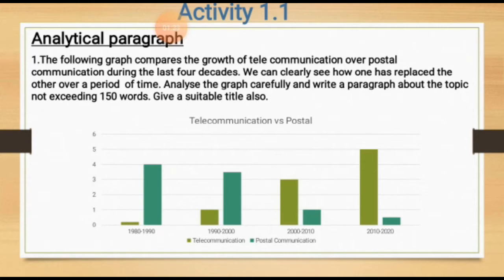So the graph was given. You can see that 4 decades are represented, like 1980 to 1990, 1990 to 2000, 2000 to 2010, 2010 to 2020. And each color represents something. The first color represents telecommunication, the other one represents postal communication.